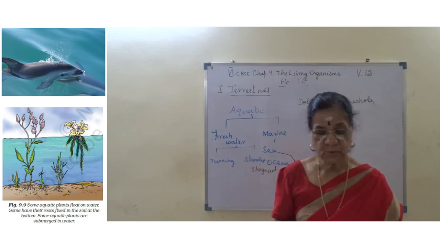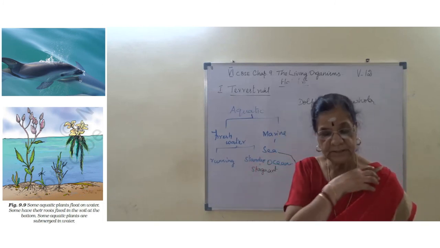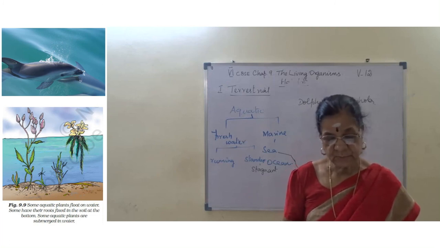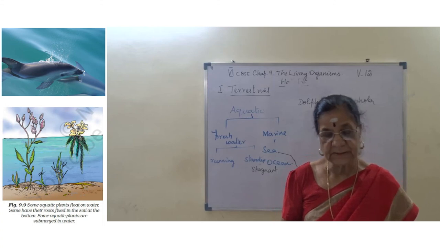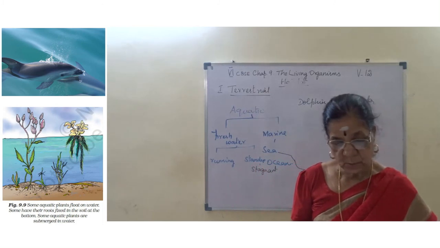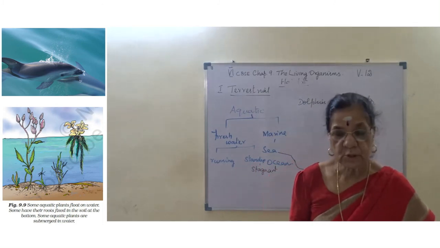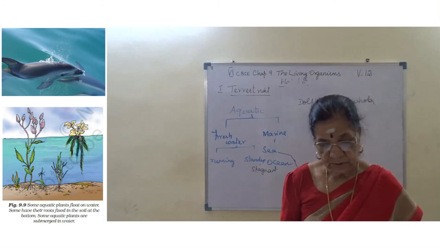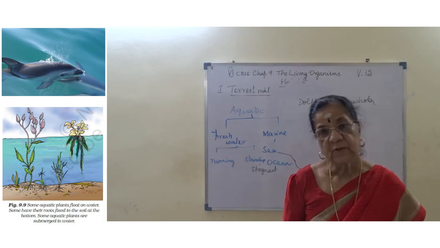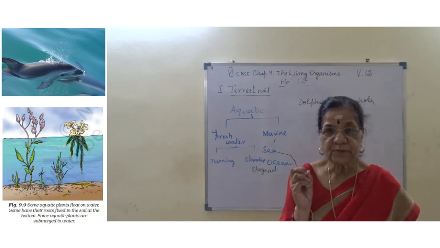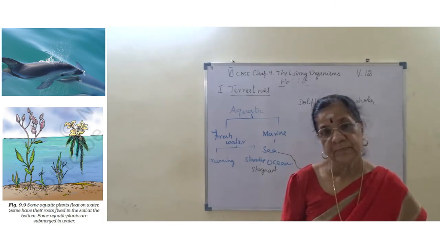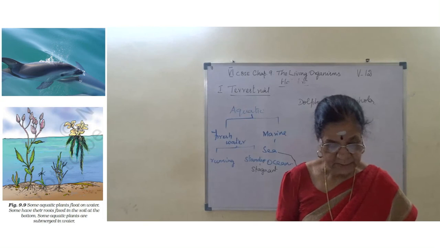So they breathe through blowholes that are located on the upper part of their heads. This allows them to breathe in air when they swim near the surface of water. And they can stay inside the water for a long time without breathing. They come out to the surface from time to time to breathe in air. I hope you could follow this. Are you clear? Next, the ponds and lakes.